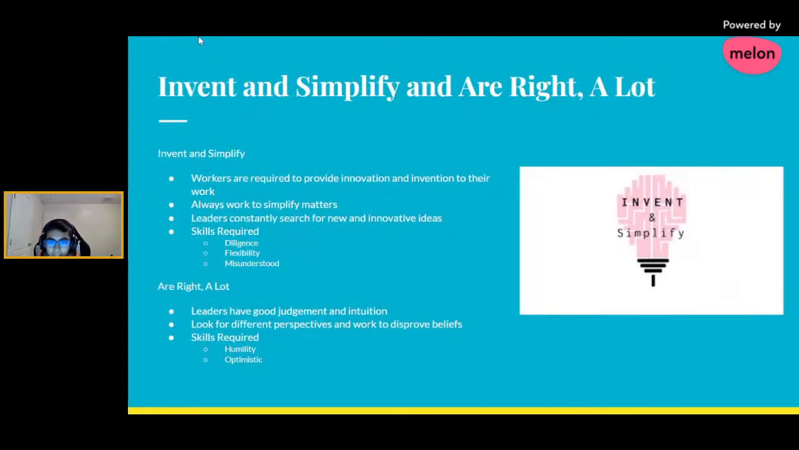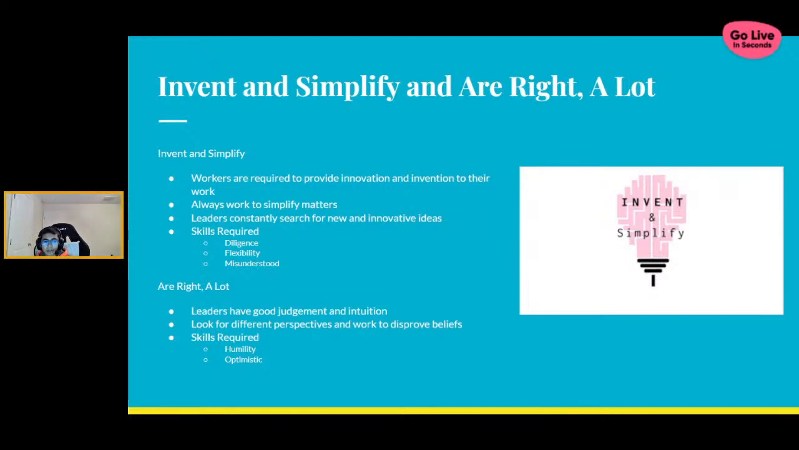Invent and simplify. Workers are required to provide innovation and invention to their work. That's why leaders always work to simplify matters. They constantly also search for new and innovative ideas from their workers. The skills required to do so include diligence, flexibility, and the ability to be misunderstood.